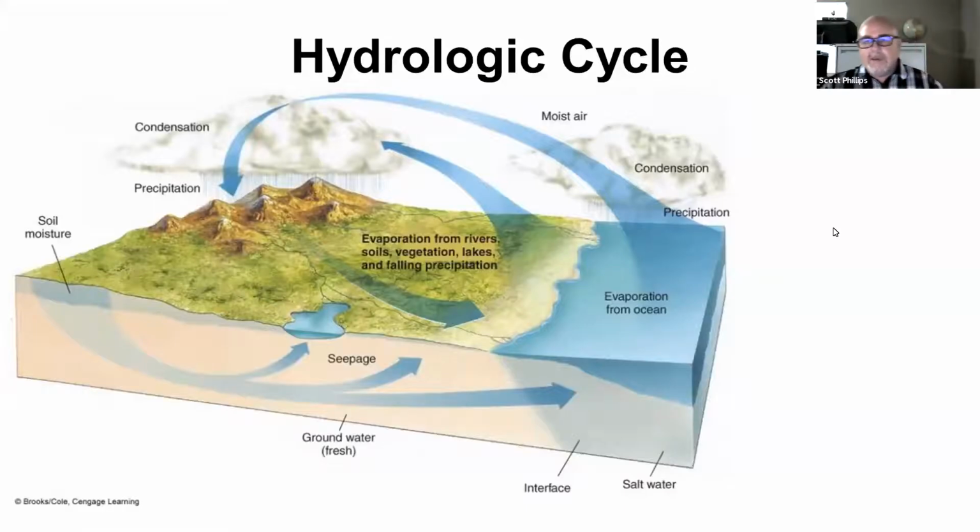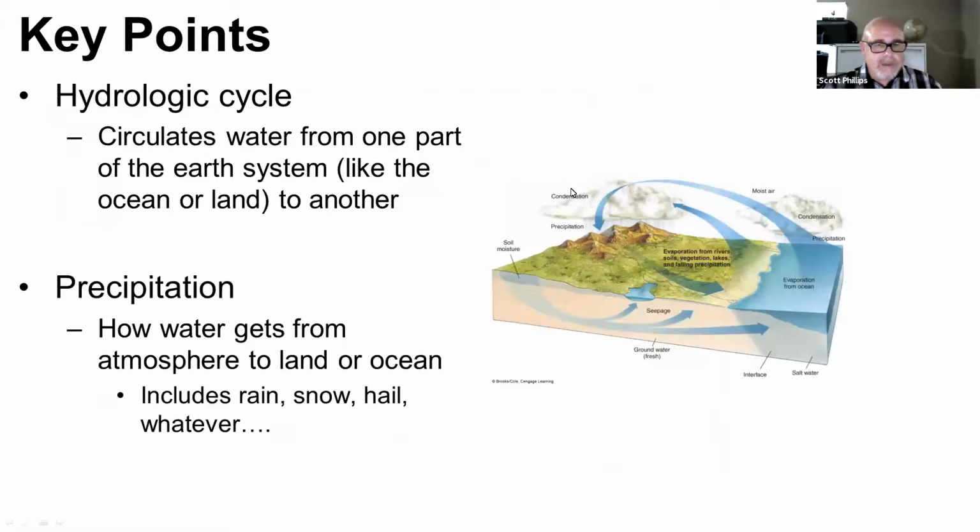All right, next I want to talk about precipitation and the hydrologic cycle. The hydrologic cycle is the system that circulates water from one part of the Earth's system to the other, like from ocean to land or vice versa. And we're going to be talking a little bit more in depth.